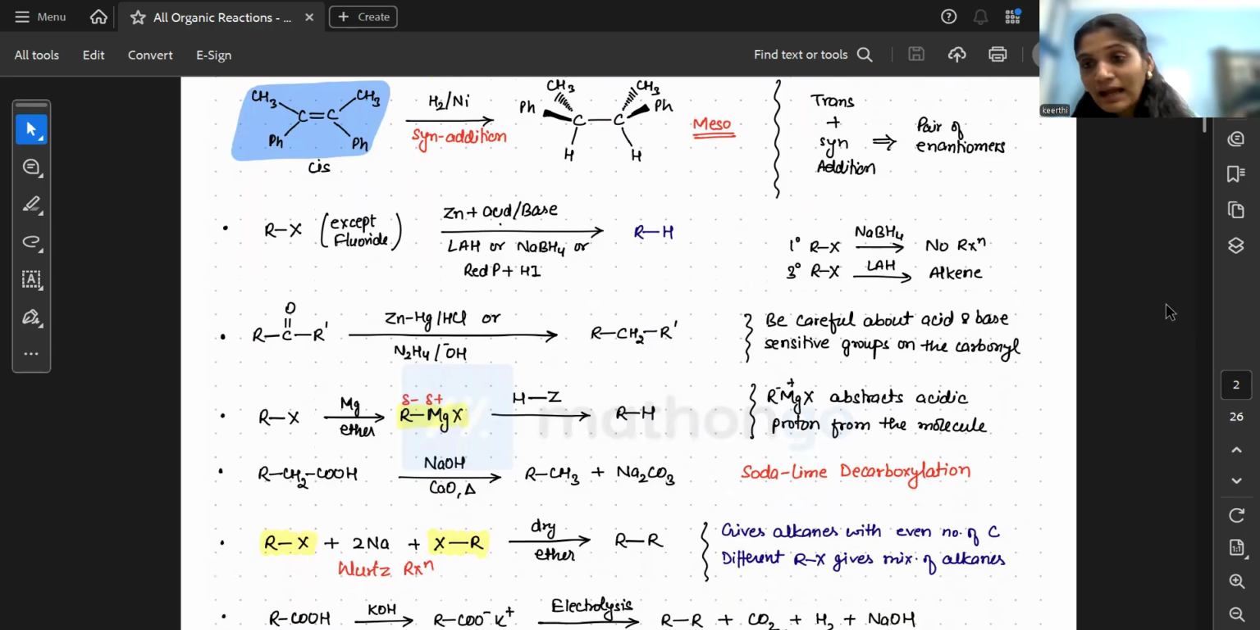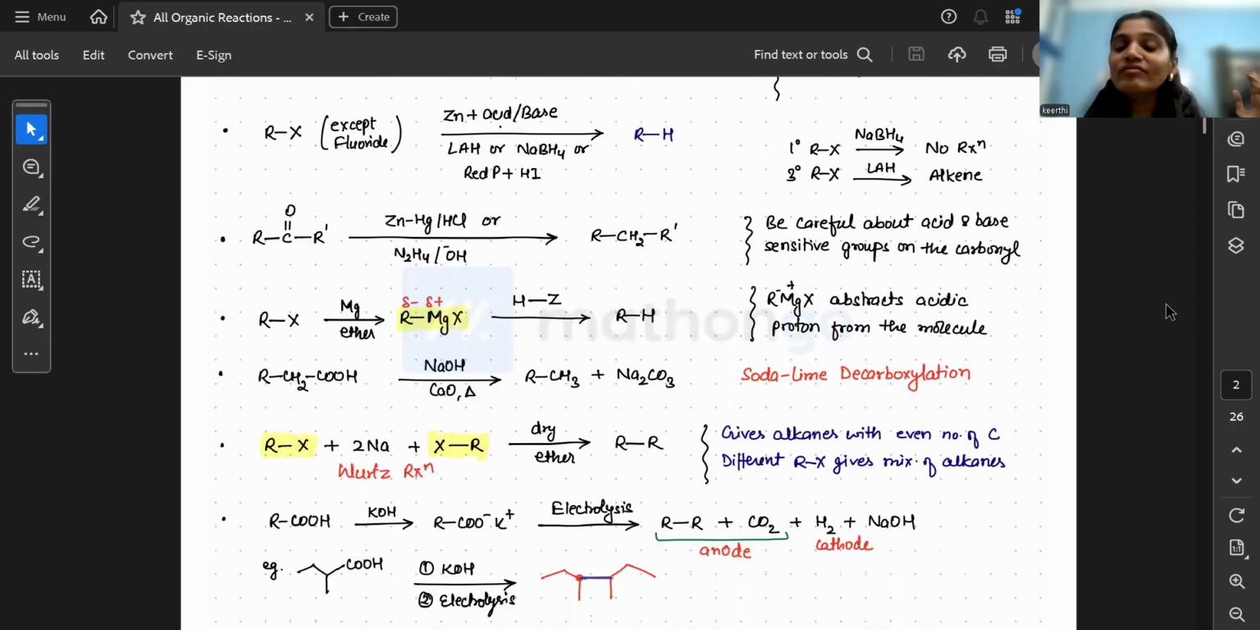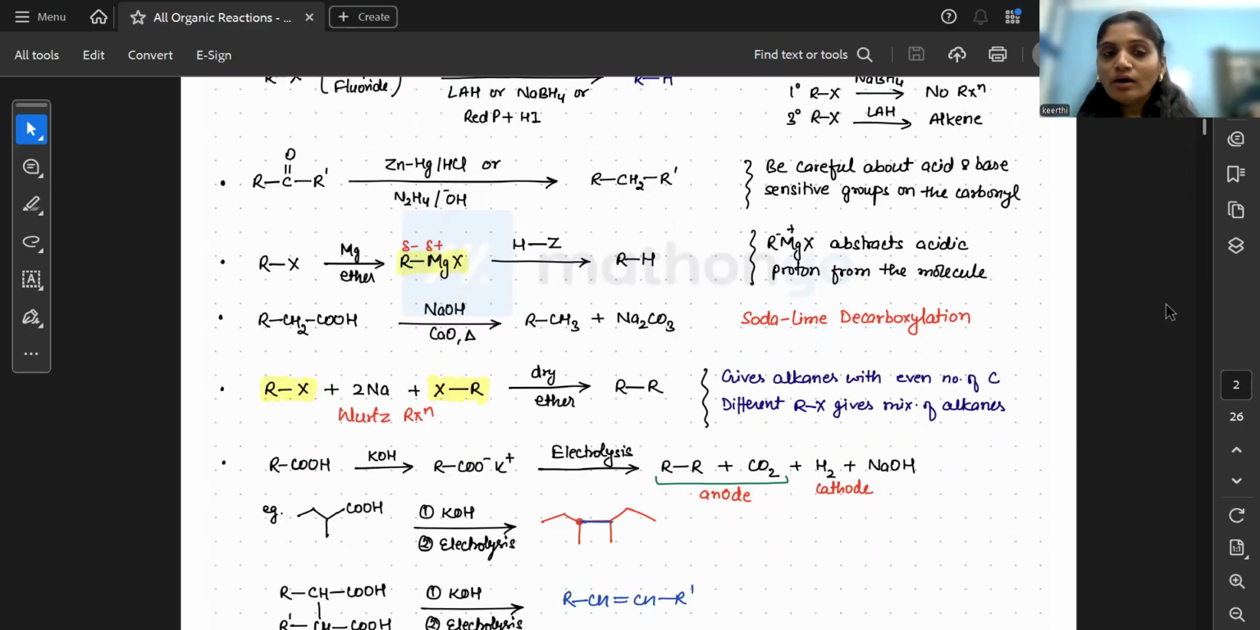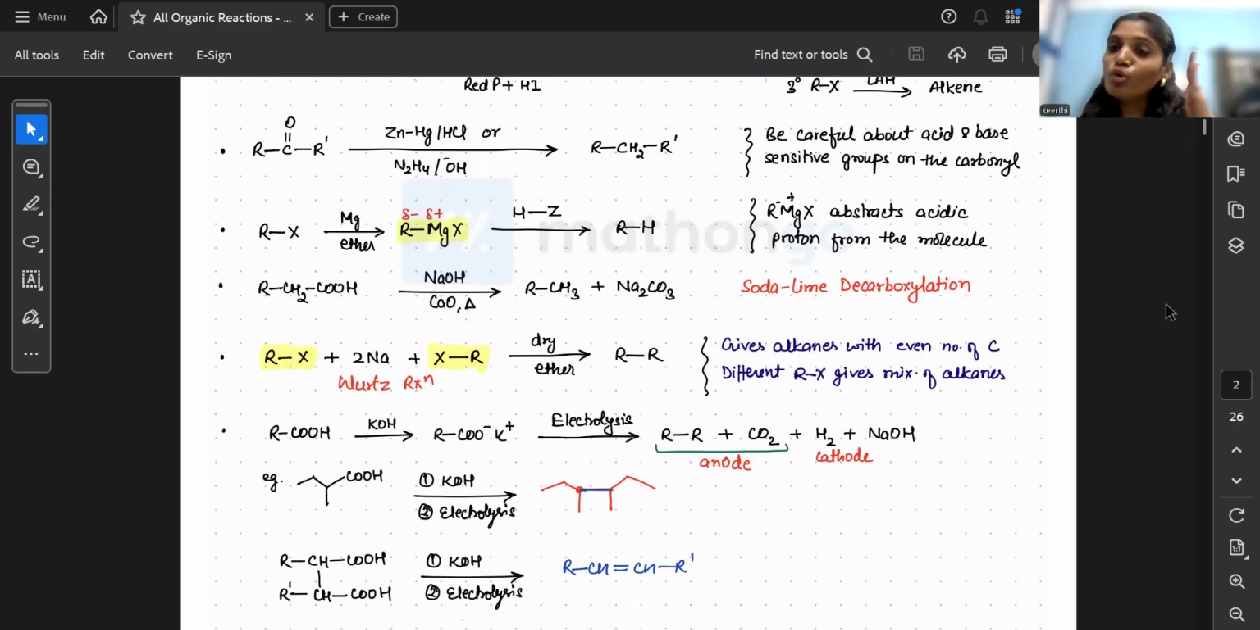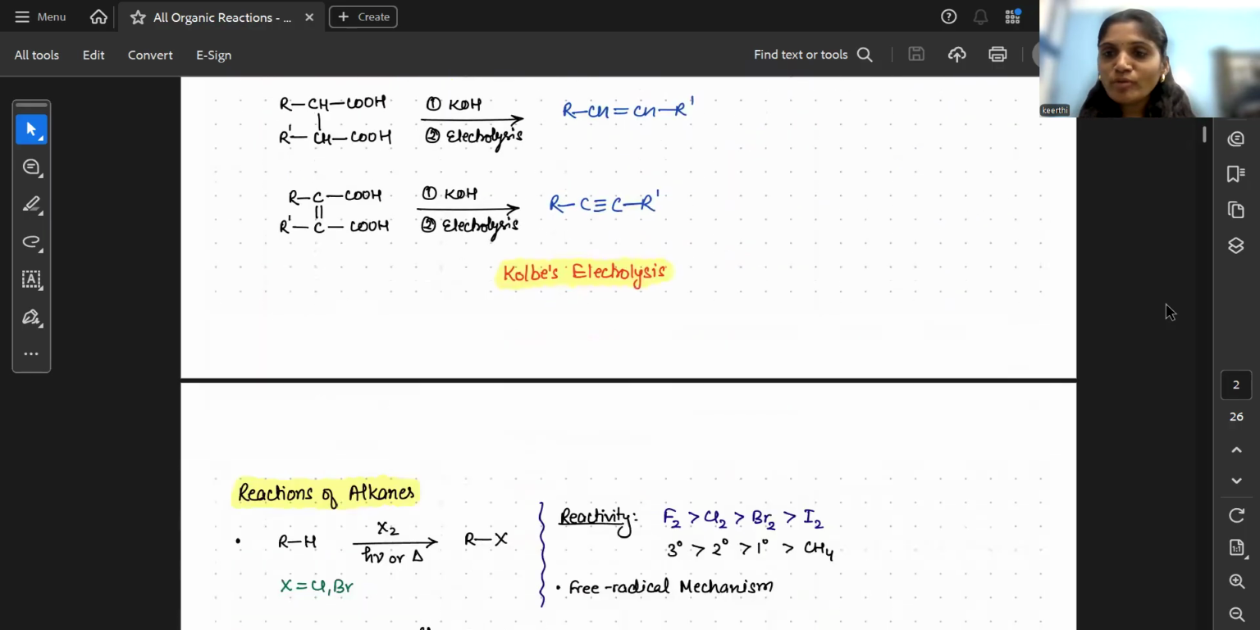Then I have taken alkyl halide and made it into Grignard reagent. Then this Grignard reagent abstracted the acidic proton, and then we got an alkane. Then we have taken carboxylic acid. With carboxylic acid, I can do two types of reactions. I can do decarboxylation of carboxylic acid giving alkane and sodium carbonate. I can also do Kolbe electrolysis, with alkane and carbon dioxide released at the anode and hydrogen gas released at the cathode. Then we have the Wurtz reaction, which takes alkyl halides reacting with sodium in the presence of dry ether. Clear? So these are all the preparations of alkanes.